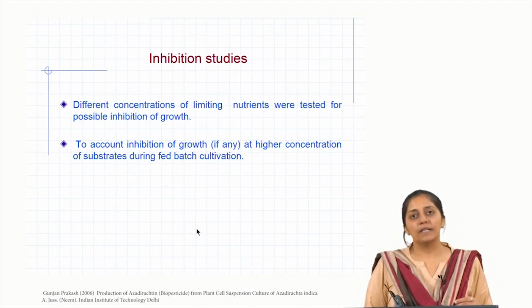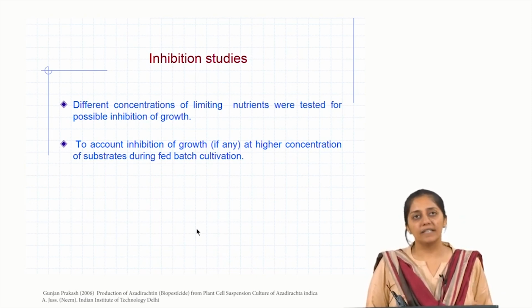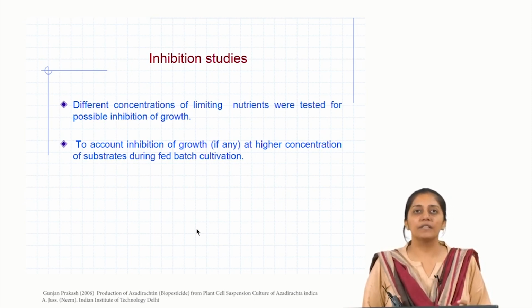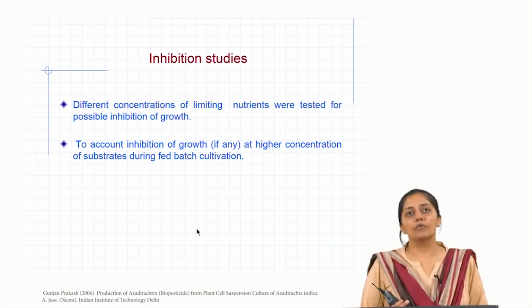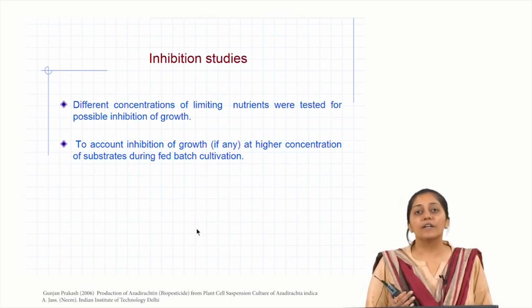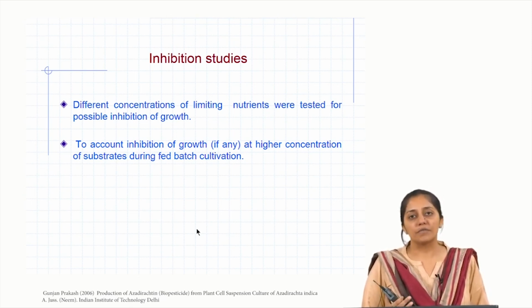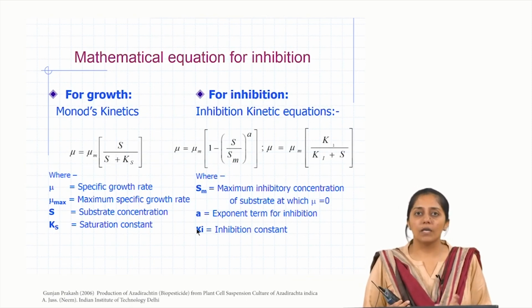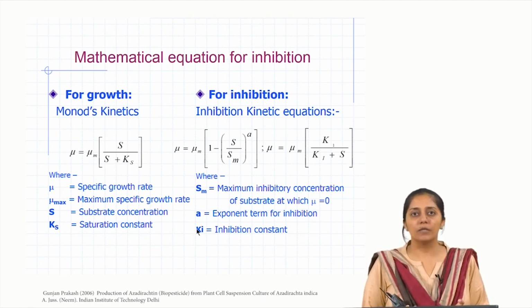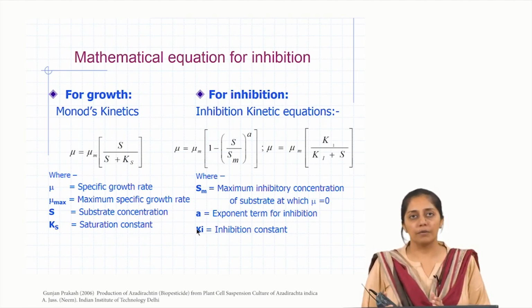So, before beginning to develop the mathematical model, they did inhibition studies in which different concentrations of the limiting nutrients were tested for possible inhibition in growth of the culture. This was done to account for inhibition of growth at higher concentrations of substrate which will be fed during the fed batch cultivation.